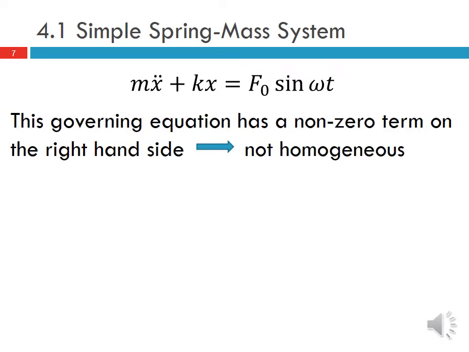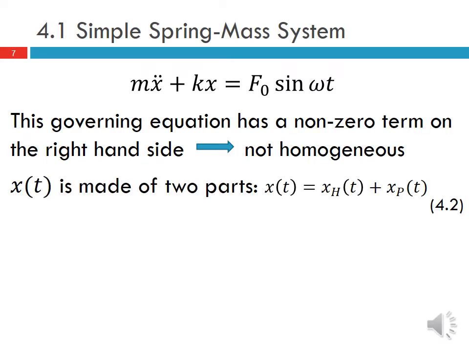So this governing equation has a non-zero term on the right-hand side, which means that it is a non-homogeneous differential equation. It's still linear, second order, with constant coefficients, but we've got this non-homogeneous term. So because of the non-homogeneous aspect of this equation, x of t is made up of two parts. So the total response is the homogeneous solution plus the particular solution.